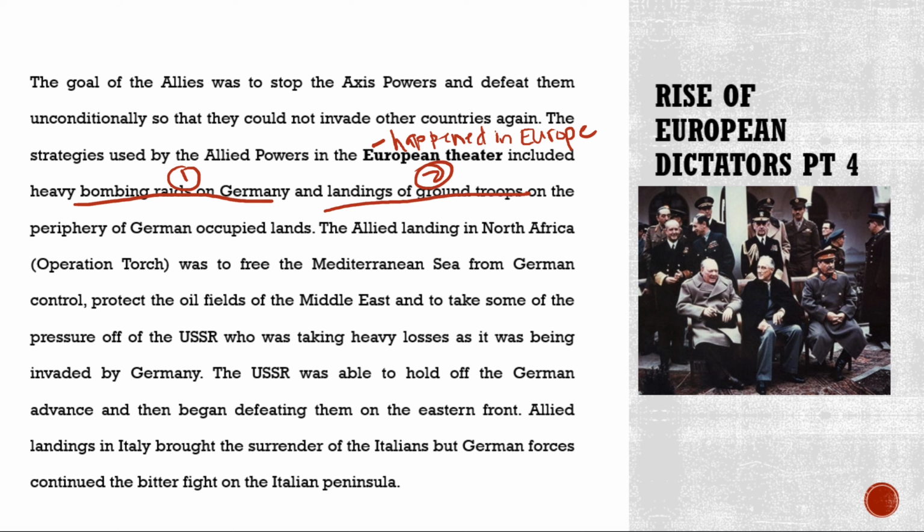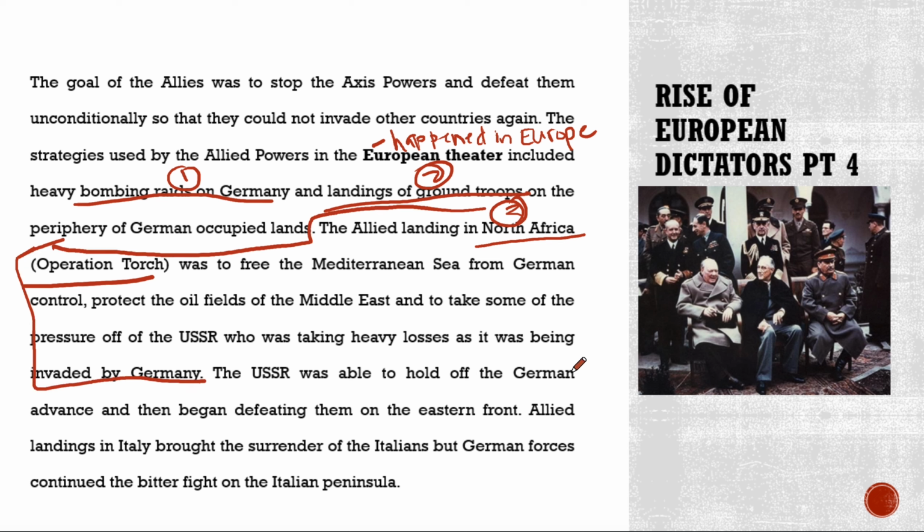That's two. The Allied landing in North Africa, which was Operation Torch, you're going to need to know that, was to free the Mediterranean Sea from German control, protect the oil fields of the Middle East, and to take some pressure off the USSR, who was taking heavy losses as it was being invaded by Germany. This right here is the third. The USSR was able to hold off the German advance and then began defeating them on the Eastern Front.